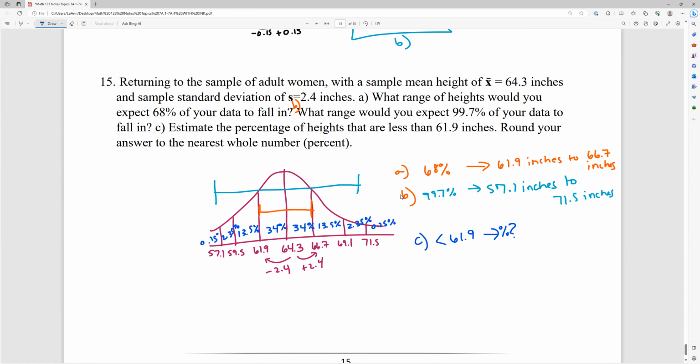Now, something to note, both sides from the center should add up to 50% each. So 50% this way, 50% this way. But we're asking specifically from 61.9 and below. So we're adding those 3 columns. So 0.15 plus 2.35 plus 13.5, that ends up adding to 16%. All right, I hope this helped.